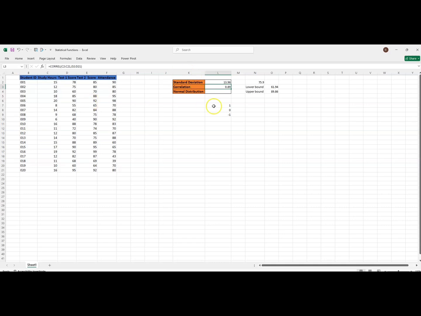If it returns 0 instead of 0.89, it means there's no relationship between the study hours and the test score. If it returns a value close to -1, it means that we have a negative relationship: an increase in study hours results in a decrease in the test score they get.